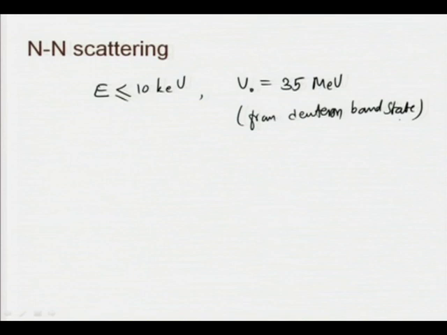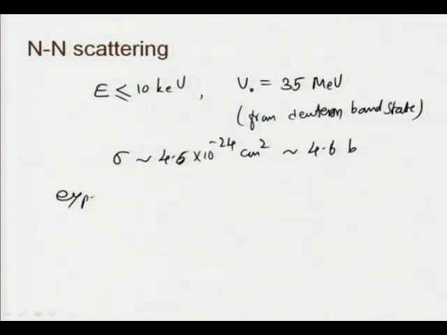Okay. Now, we can put this back in our expression, and then let us say we can extract the delta 0 from the earlier expression that we had written down, and we can put that back in this cross section, and it corresponds to something like 4.5 or 4.6 times 10 to the power minus 24 centimeter square, equal to 4.6 barn. But experimentally, the proton-neutron scattering cross section is given to be something like 20 barn for low E values. So, low energy scattering values experimentally give sigma equal to about 20.